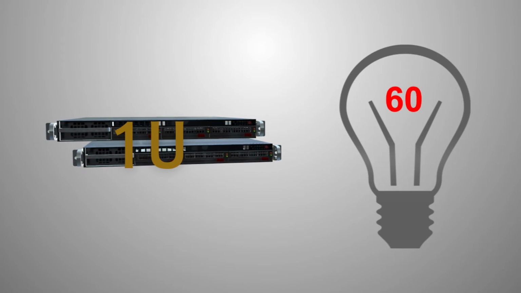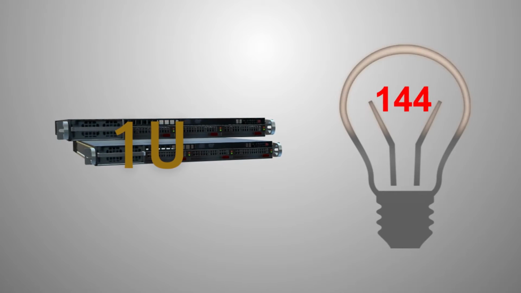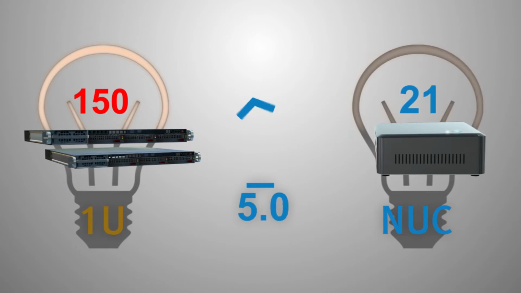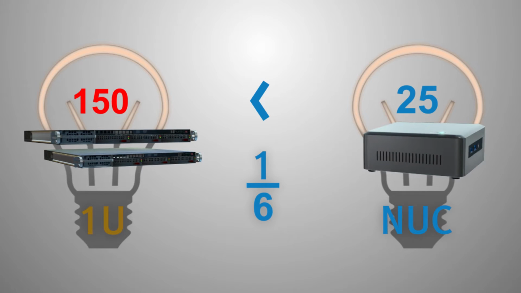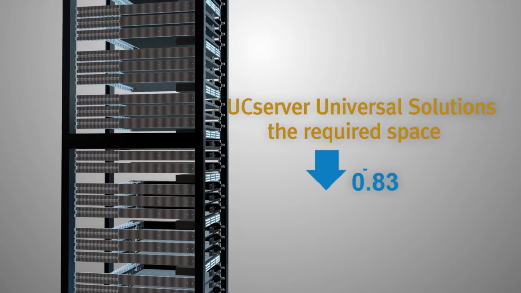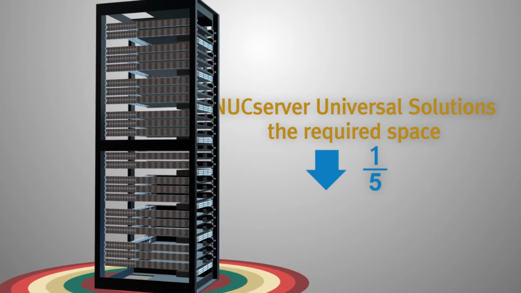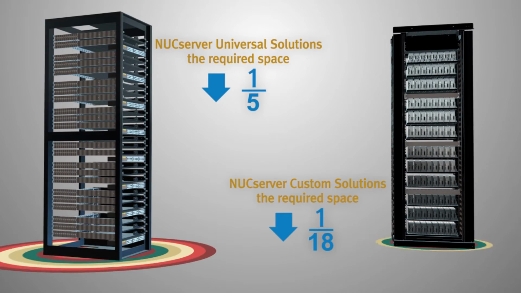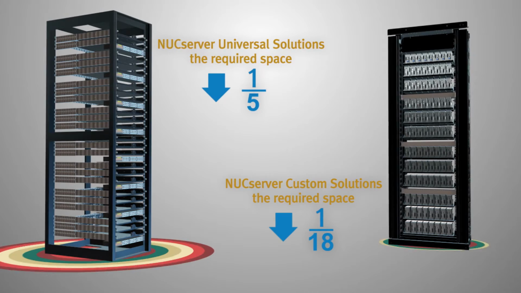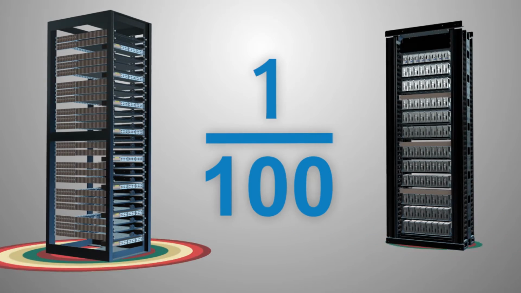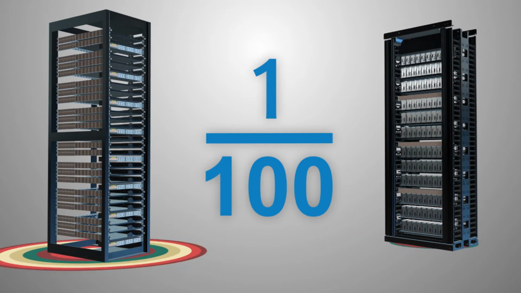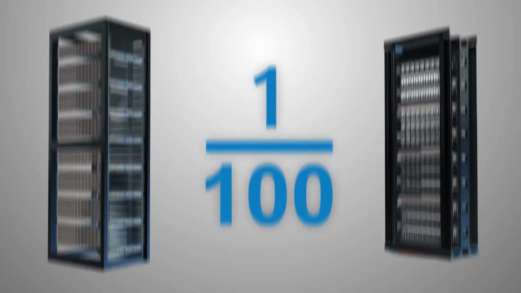Looking at the power consumption, instead of an estimated 150 watts per conventional server, NUCserver will only consume 25 watts per server, so it reduces to only 1/6 of prior power consumption. In terms of space utilization, the required space can be reduced to 20% with NUCserver Universal Solution and to less than 6% with NUCserver Custom Solution. In other words, the operation cost can be reduced by a maximum of 99% or a minimum of 96.7%.